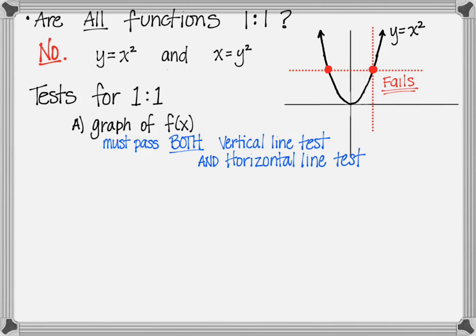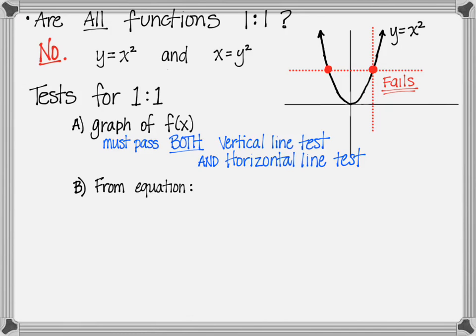But if we look at the horizontal line, now that fails because it touches the function in more than one location. So for this input right here, it's going to have an output, and this one right here has an input, and its output is the same. So the output is not unique. Two different inputs have the same output.